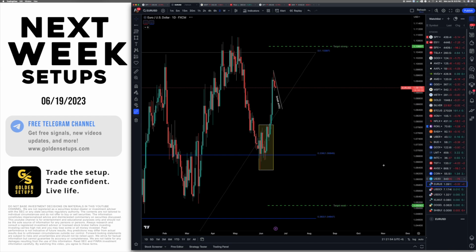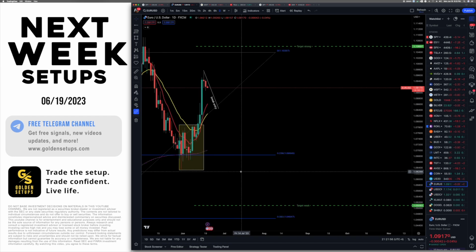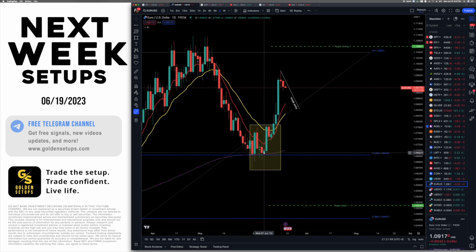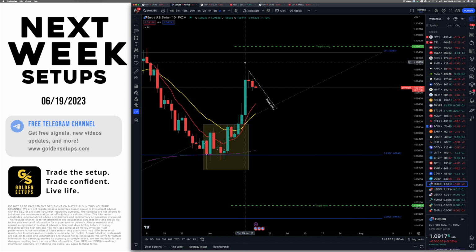Let's look at the Euro USD. We drew a nice little box here. We talked about this box, looking for a breakout of this box. We did get a breakout of this box. I had a target strong if we break out to the upside, and a target weak if we break down to the downside. Looks like we broke up to the upside, and we're on our way up to the target strong.